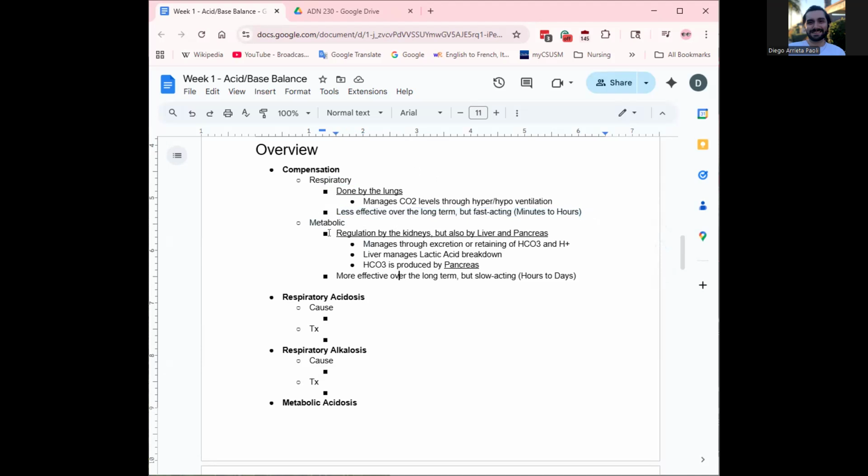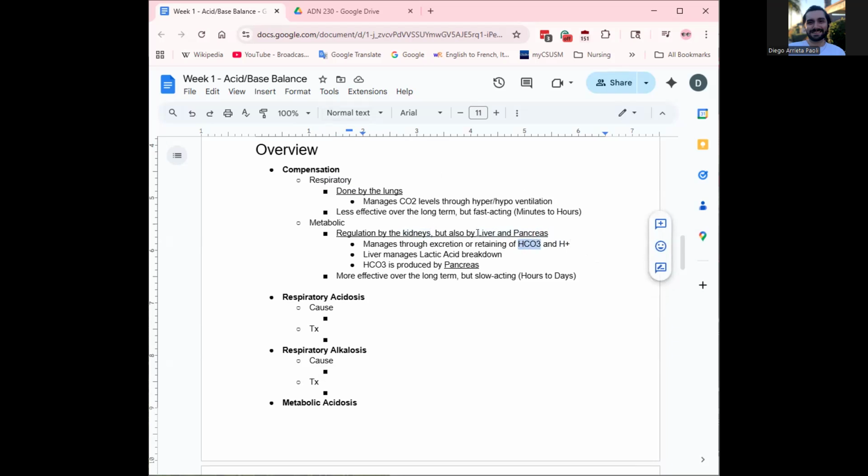As opposed to the metabolic side, which is regulated by your kidneys primarily, but there's also a part played by the liver and the pancreas. The way this works is that your body will either get rid of the H plus, which is the acid, basically, or retain some of the bicarbonate, which is again your main buffer against acid.